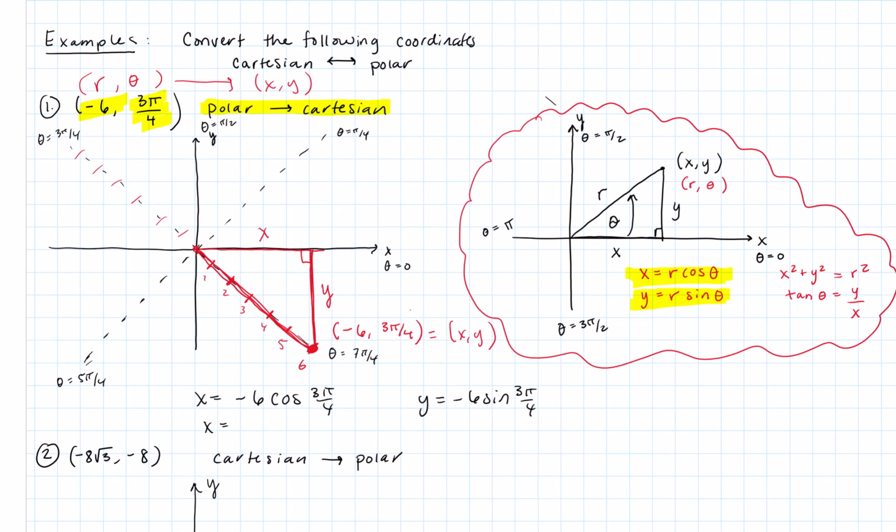So x is equal to -6. The cosine of 3 pi over 4 is -√2 over 2. So this is positive 3√2. And y is equal to -6. The sine of 3 pi over 4 is a positive √2 over 2. And that's going to be -3√2. So y is -3√2 and x is a positive 3√2.